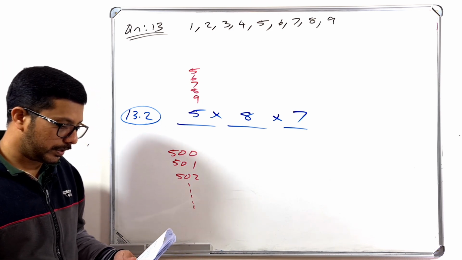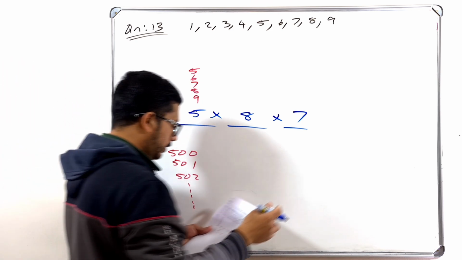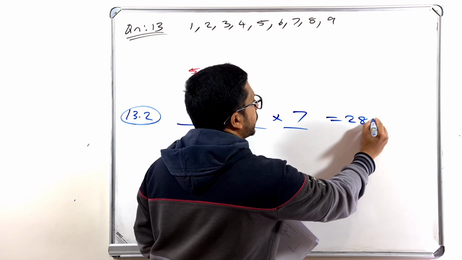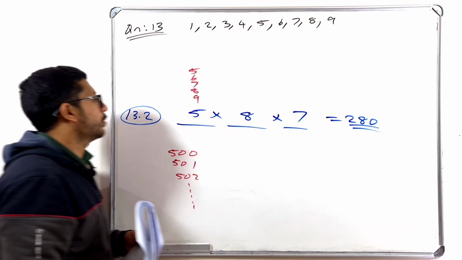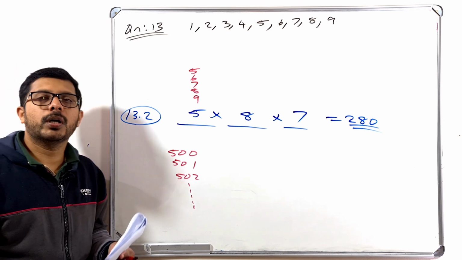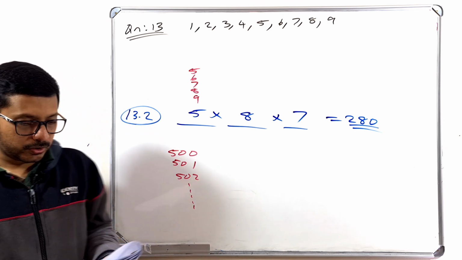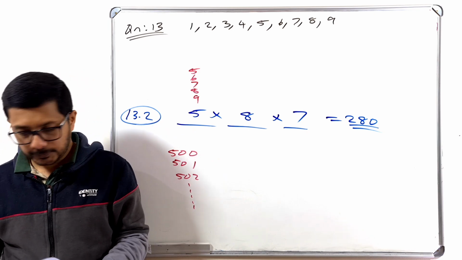So check in your calculator: 40 times 7 is 280. So it means that I have 280 options. Okay, let's go to the next question, 13.3.